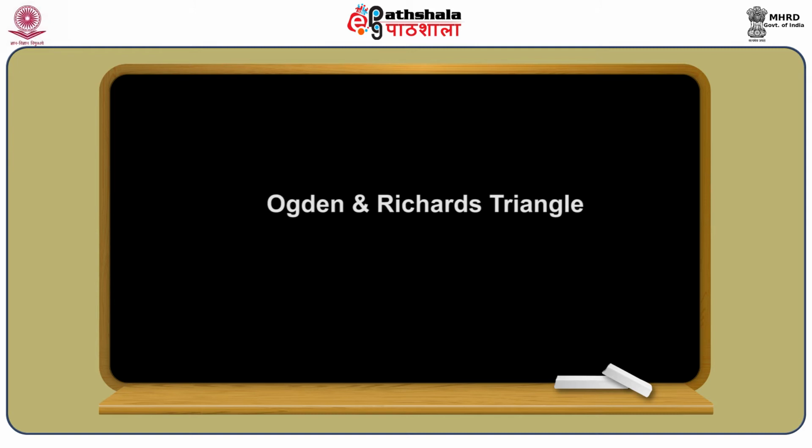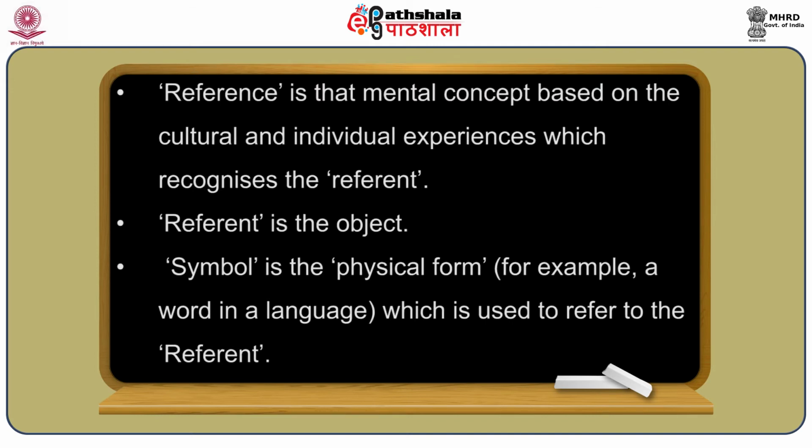After this, we come to the concept of Ogden and Richards triangle. Ogden and Richards were 2 British scholars who worked mainly in the field of philosophy, but were interested in linguistic questions. So, they have given the 3 terms called reference, referent and symbol. Now, reference is that mental concept based on the cultural and individual experiences which recognize the referent. Now, referent is the object being referred to, and symbol is the physical form, for example, a word in a language which is used to refer to the referent.